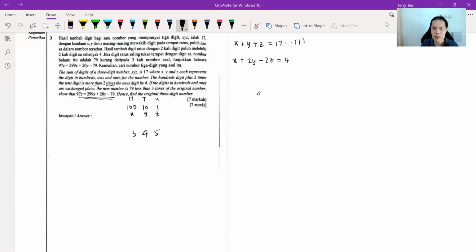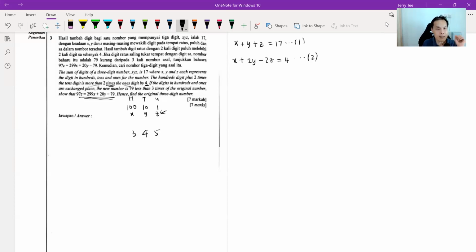So here's the thing. If I say a boy is taller than a girl by 10 cm, we say the boy, the bigger one, minus the smaller one, the difference is 10, right? Likewise, the sum of the 100 digit and 2 times the 10 digit is more than 2 times the ones digit, which is z, the unit, by 4. So x plus 2y minus 2z equals 4. Second equation. Yeah, sounds a bit confusing.